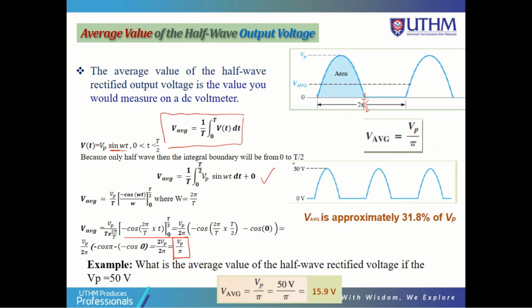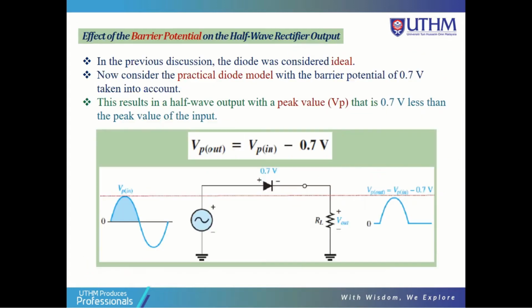Okay, jadi kalau dia bagi V peak, P ni adalah peak kat sini. So kalau dia bagi V peak 50 volt, so average dia berapa? You kena bagikan dengan pi lah. Okay, dia bagikan pi. So approximately is 31.8%. Ni percentage of Vp. Example, what is the average value of 50 volt? So dapat 15.9 volt dia punya average value.